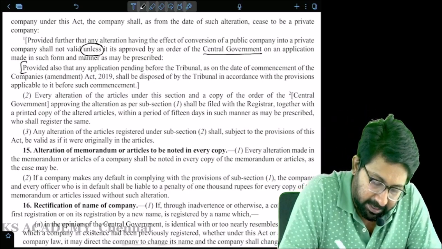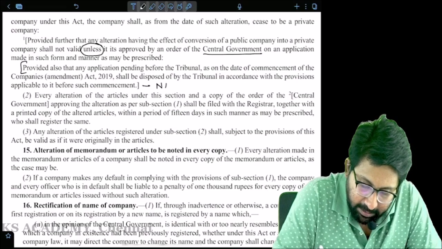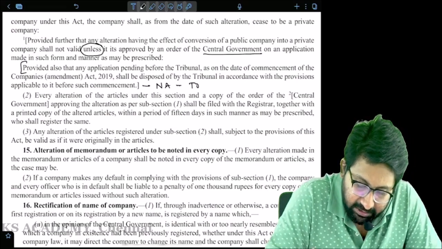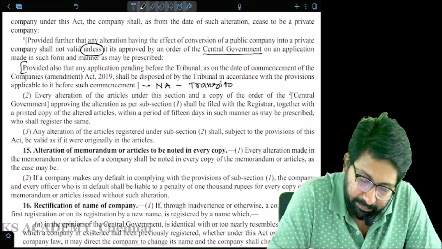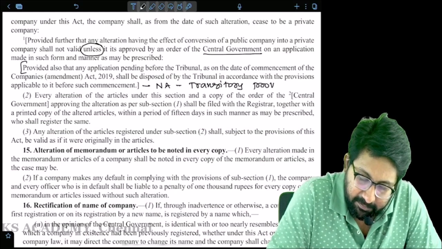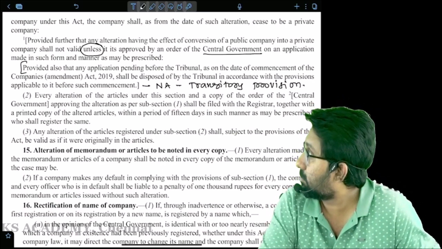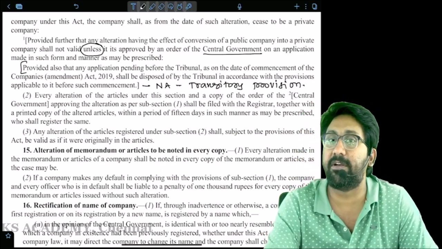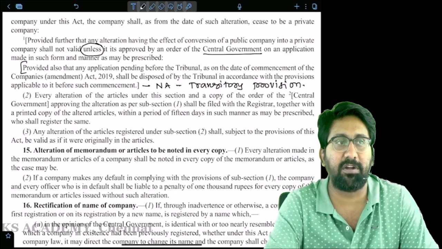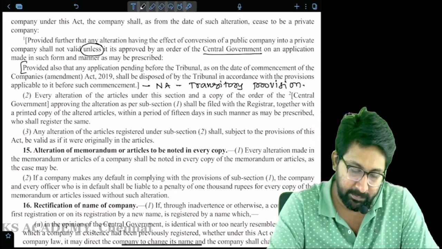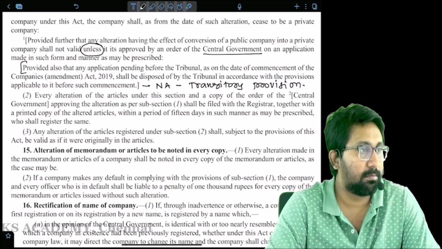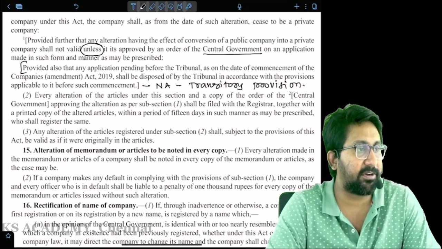In this proviso, please write down not applicable. This is called a transitory provision. Transitory provision means no validity today. At the time of the 2019 amendment, this point had relevance. Now it is not having any relevance. Transitory provision.